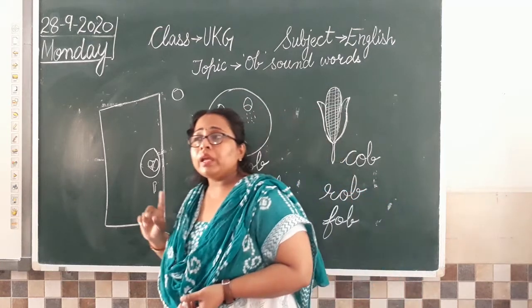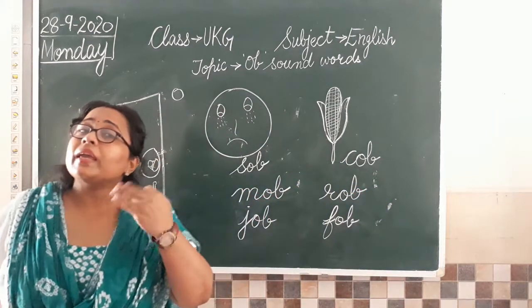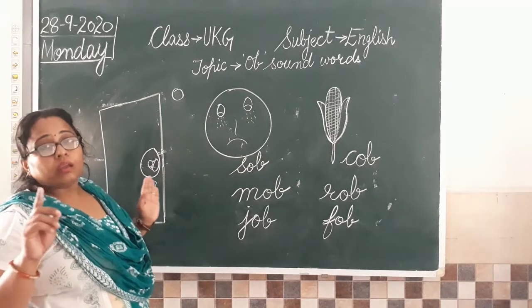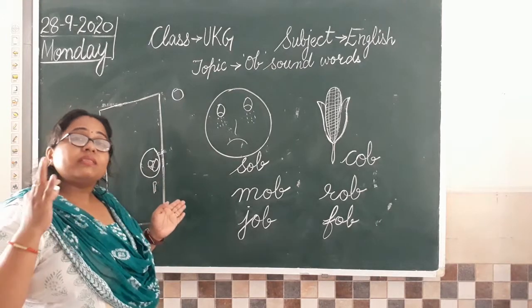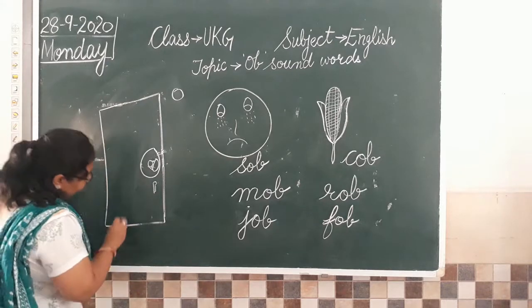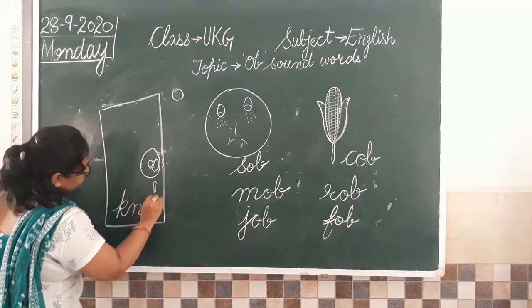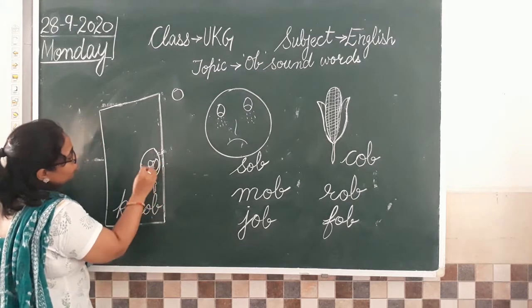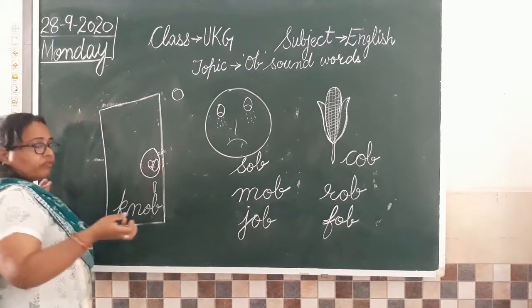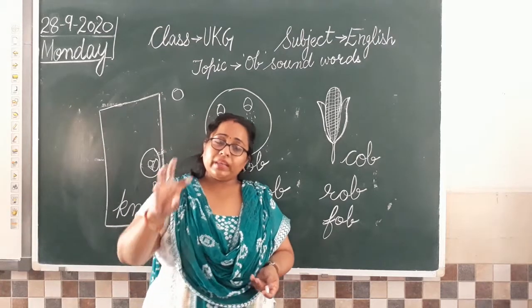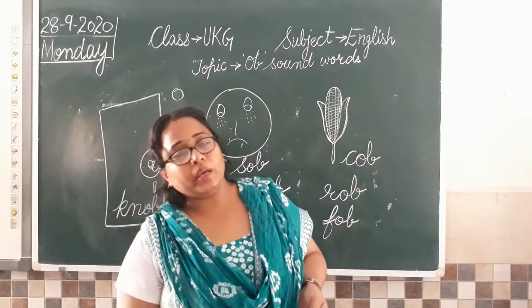Now when you are writing knob, sound हमें N से start हो रही है, but the word will begin with K because K is silent here. So we'll write knob. Knob is ये वाला जो गोल part होता है, which we are using to open the door, to close the door. Clear? ये circle होता है, उसको हम कहते हैं knob.